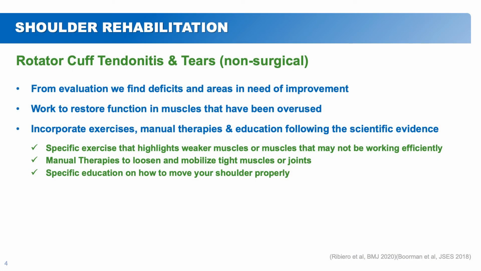So rotator cuff tendonitis and tears, kind of the non-surgical approach. From the evaluation, we find what deficits you have and the areas that need improvement. Those tests that we do tell us what's wrong with the shoulder, and we move forward from there. So we look at function, and we're trying to restore that function from the deficits that you have.